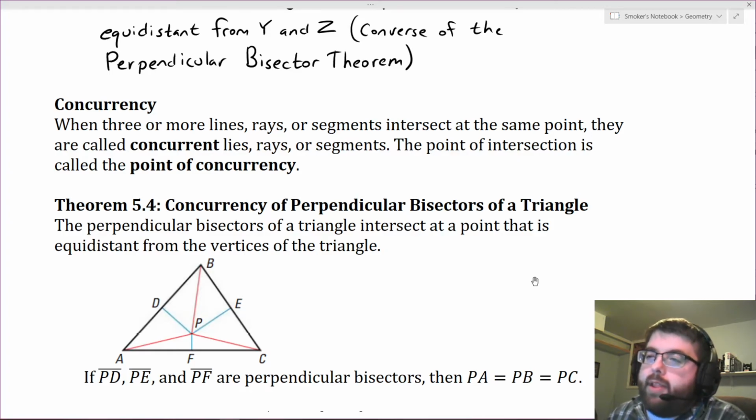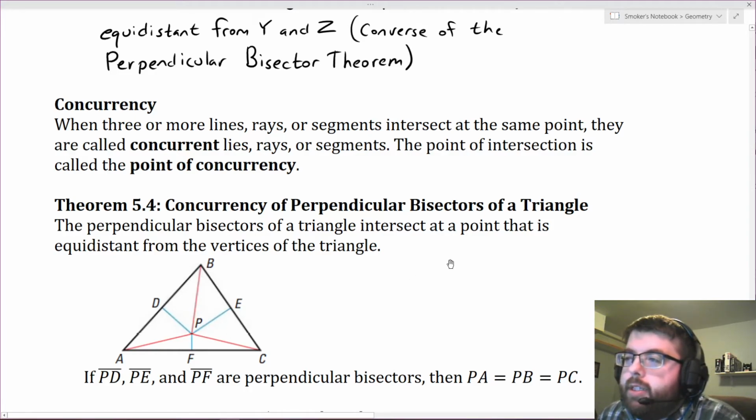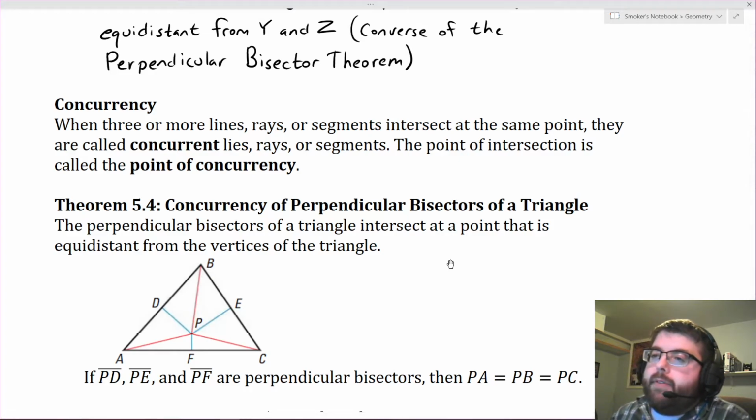If three rays happen to intersect at one point, we would call those concurrent rays, but with many of these things, we're dealing mainly with lines, sometimes with segments, very rarely with rays, but everything applies to rays. And that point where they all intersect would be considered the point of concurrency. Concurrency of perpendicular bisectors of a triangle theorem.